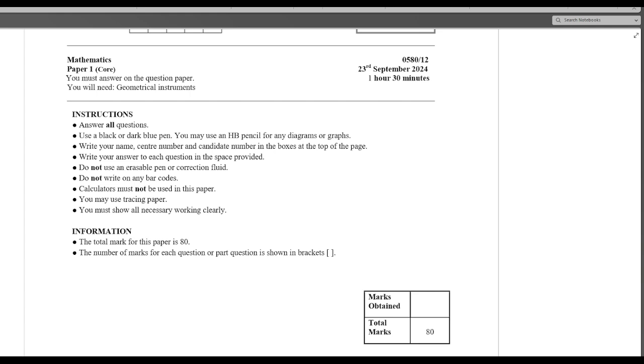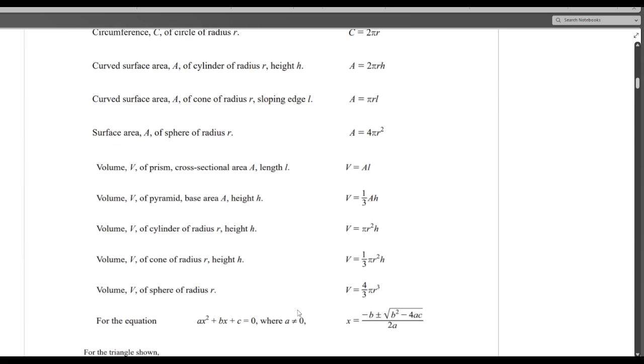Hello everyone. Let us discuss your paper 1. This paper is for 80 marks and this paper you have to do without calculator. Let us begin with first question.